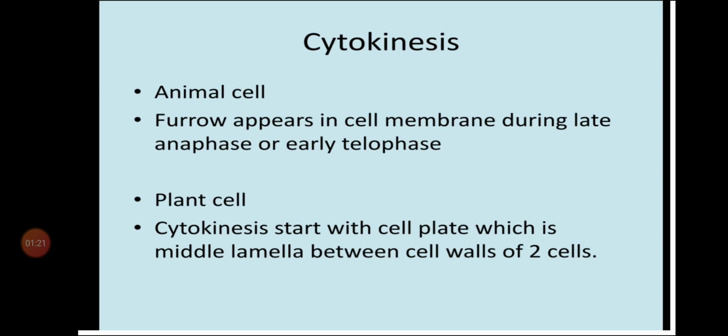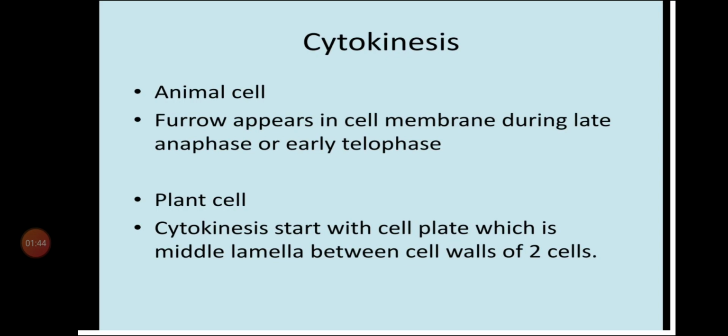The division starts with a constriction. This constriction gradually deepens and ultimately joins in the center, dividing the cell into two daughter cells. This division of cytoplasm is perpendicular to the spindle. This mechanism of cytokinesis is characteristic of animal cells.